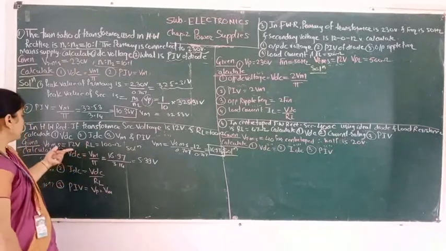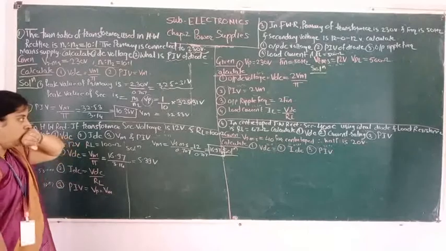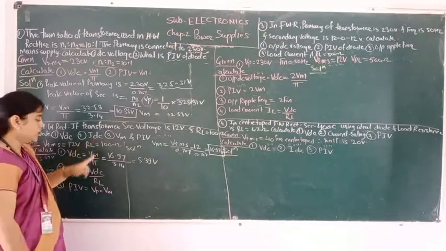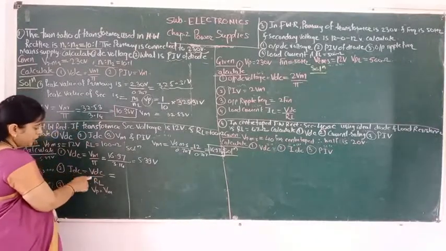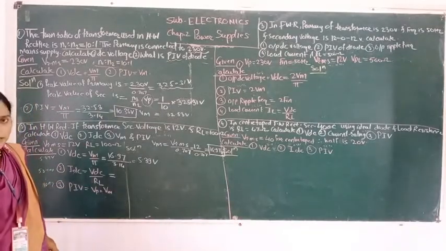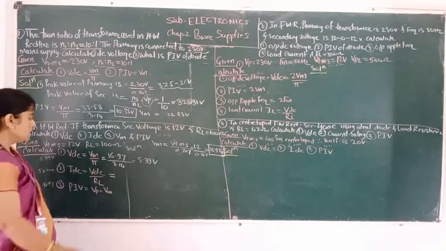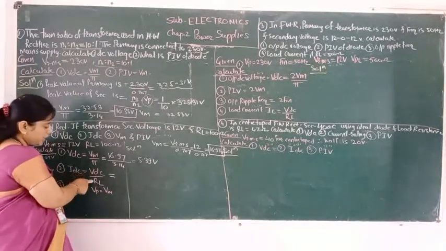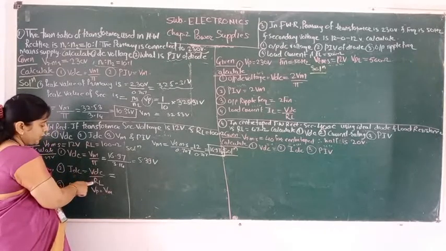Second, we have to calculate the IDC. IDC means DC current. So DC current is simply I is equal to V upon R. We know Ohm's law: V is equal to I into R, voltage is equal to current into resistance. From that equation we can calculate current is equal to voltage divided by resistance. So current IDC is equal to VDC divided by RL.